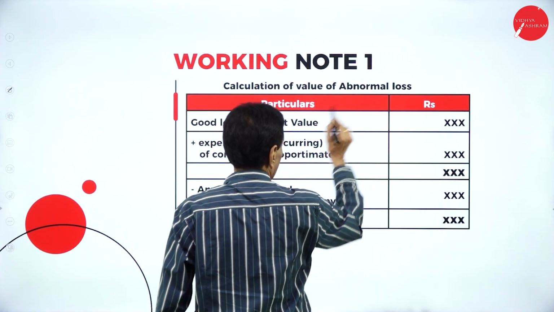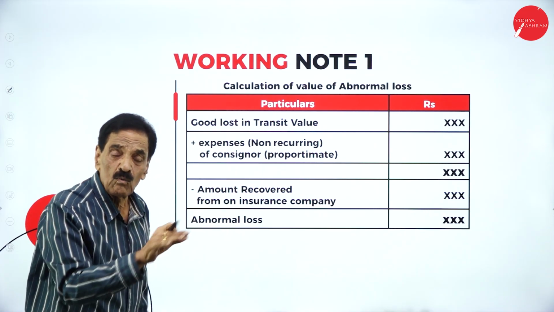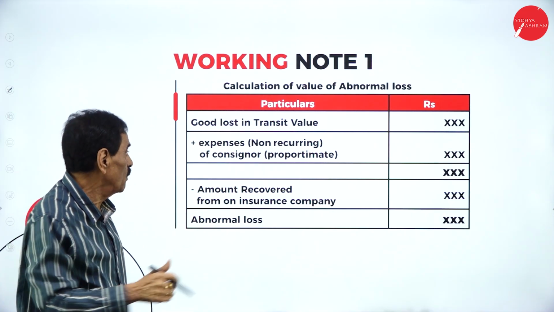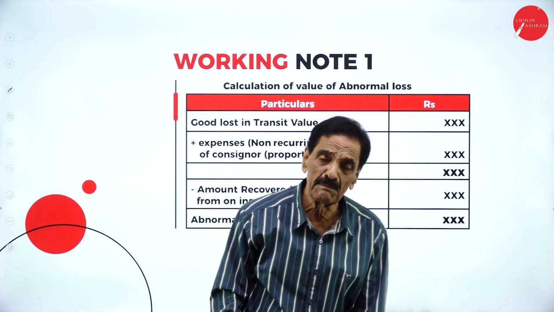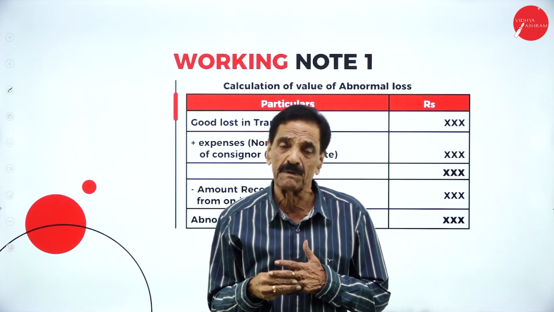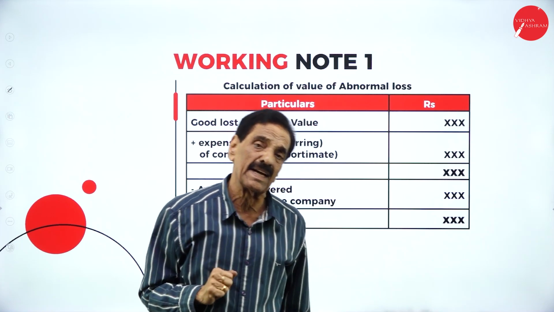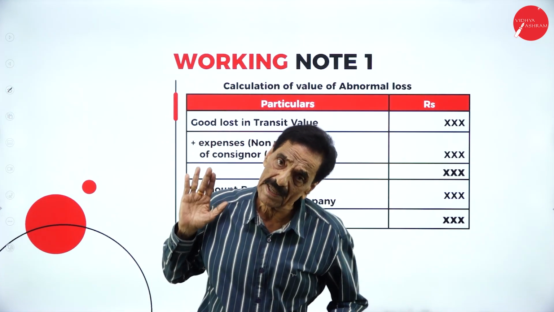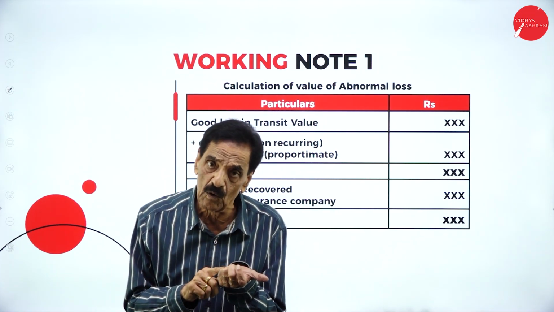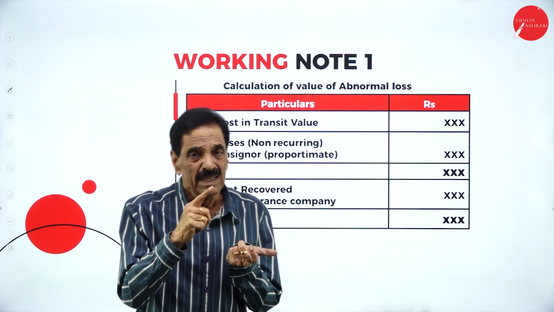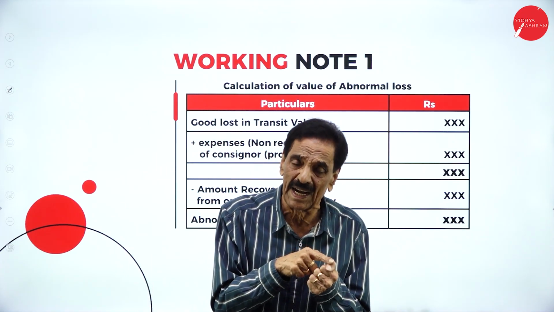Then calculation of abnormal loss. Goods lost in value, whatever the accident takes place, in value, add expense, non-recurring expense. In consignment account, there are two types of expenditure. One is called recurring expenses, another called non-recurring expenses. Expenses which are directly connected to goods are called non-recurring. For example, it may be loading, unloading, packing, carriage on purchases, octroi.